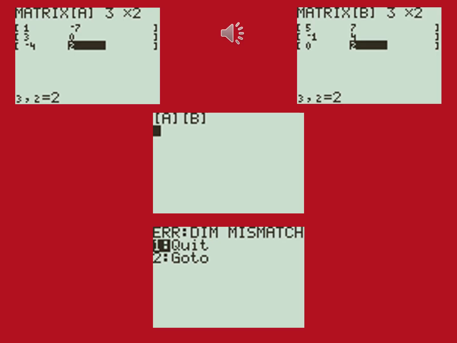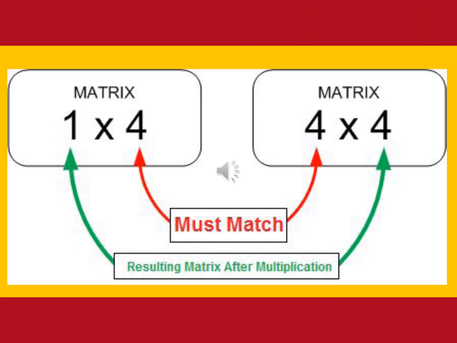If you try to do a problem like this on a graphing calculator, you're going to get an error. It tells you dimension mismatch. And again, the big thing is those middle numbers. The columns of the first one and the rows of the second one don't match up, so you cannot multiply those matrices. In the example I have here, 1 by 4 and 4 by 4, because those 4's in the middle are the same, then yes, you could multiply matrices with those dimensions. Again, the middle numbers have to match.